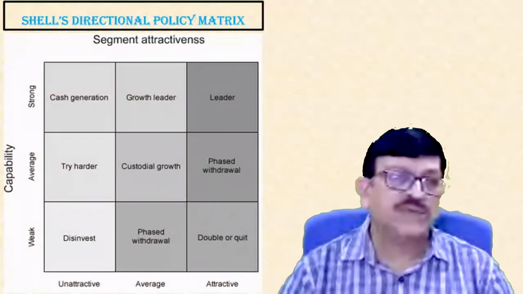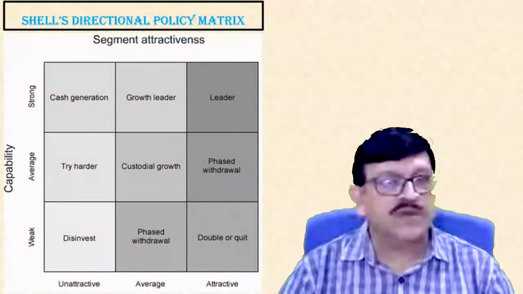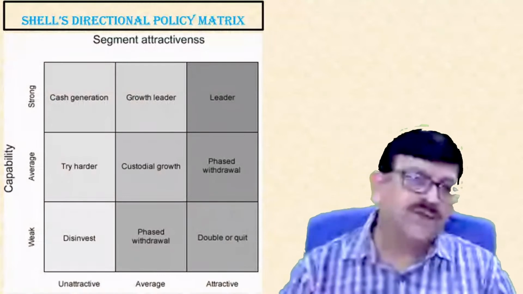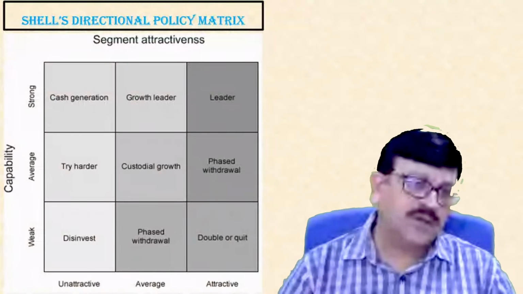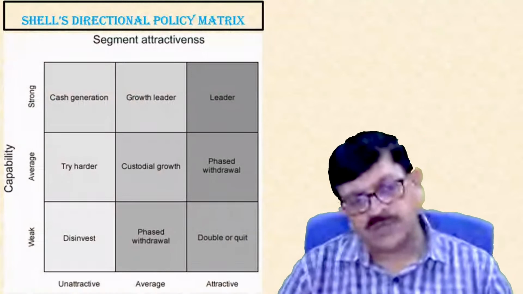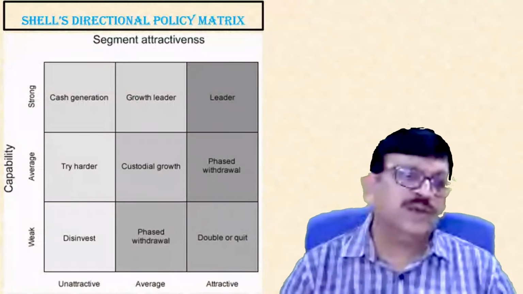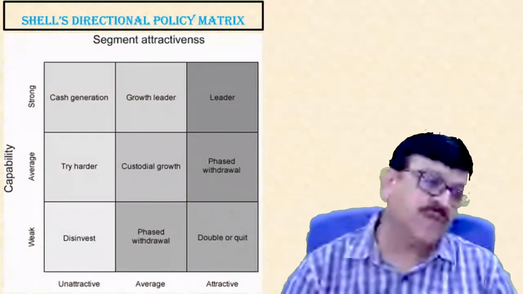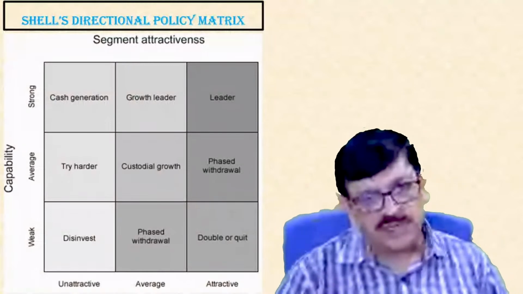So if it is attractive but it is average, you can go for a staggered way of withdrawing from the market. But obviously, you will not immediately run out because there's still some potential. If it is average and unattractive, obviously you try harder, but then it might be a difficult proposition to sustain in this business.